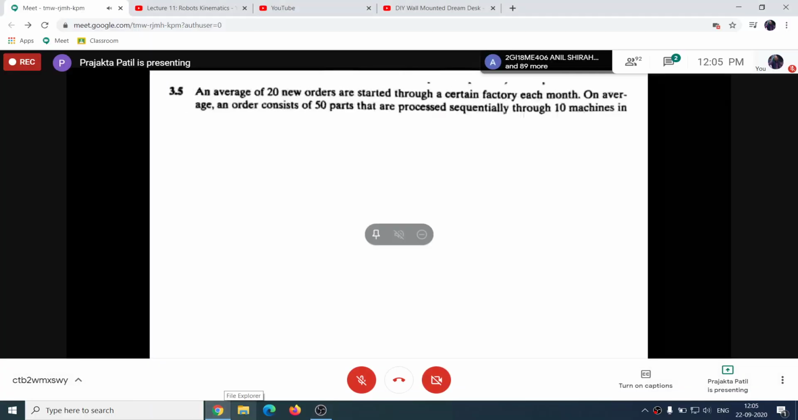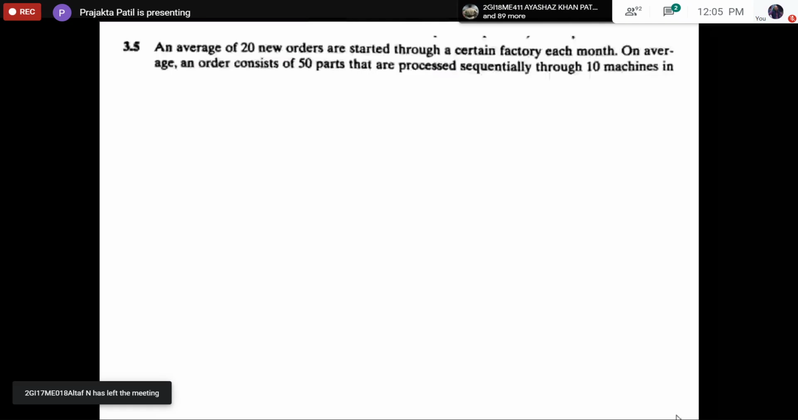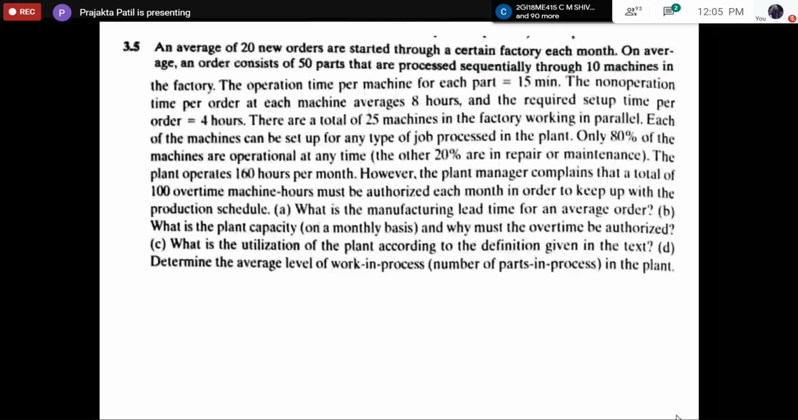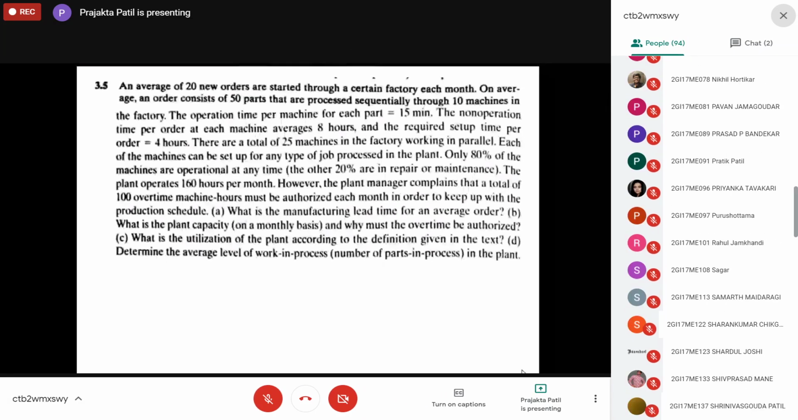An average of 20 new orders are started through a certain factory each month. On average, an order consists of 50 parts that are processed sequentially through 10 machines in the factory. The operation time per machine for each part is 15 minutes. The non-operation time per order at each machine averages 8 hours, and the required setup time per order is 4 hours. There are a total of 25 machines in the factory working in parallel.